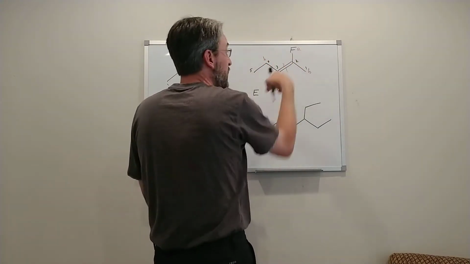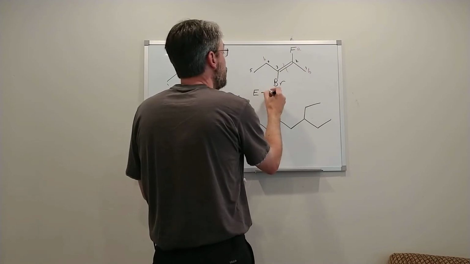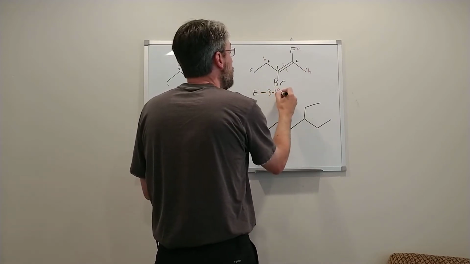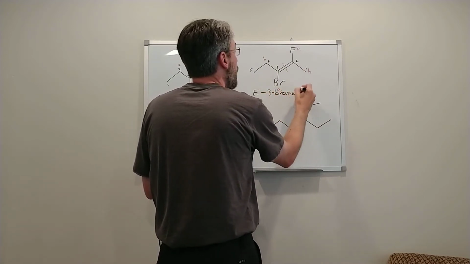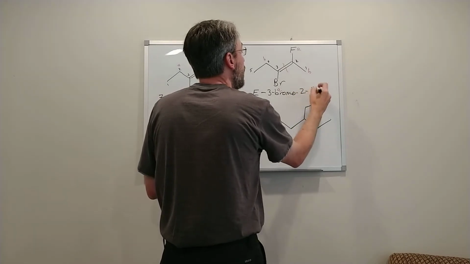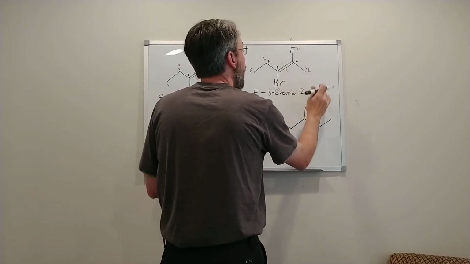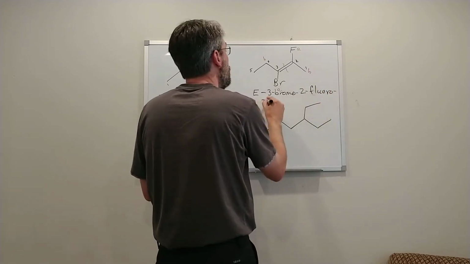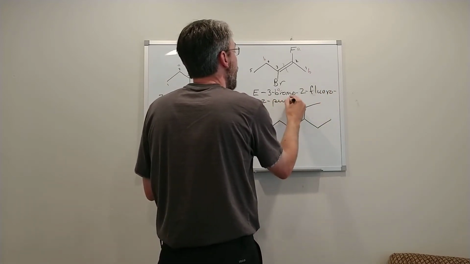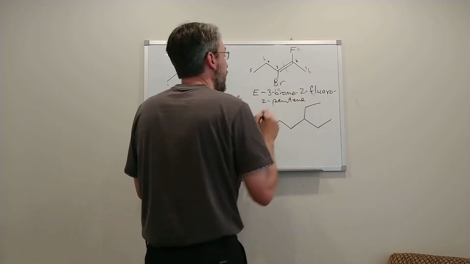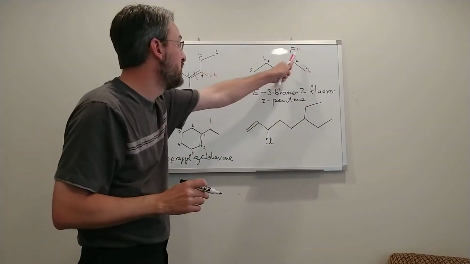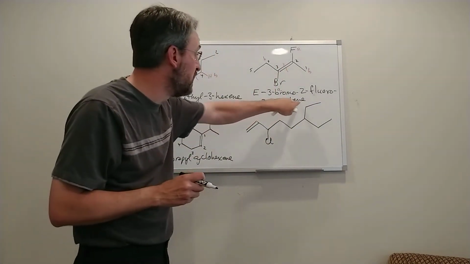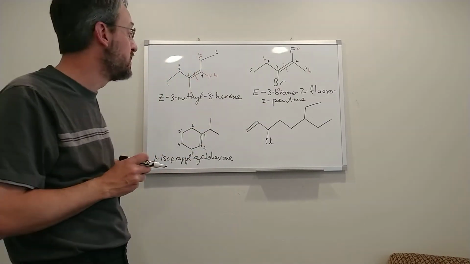So the prefixes go alphabetical, so E, 3-bromo, 2-fluoro, 2-pentene. Okay, and again we got to number from this end so that the alkene gets number 2 because this suffix is the thing that needs the lowest number.